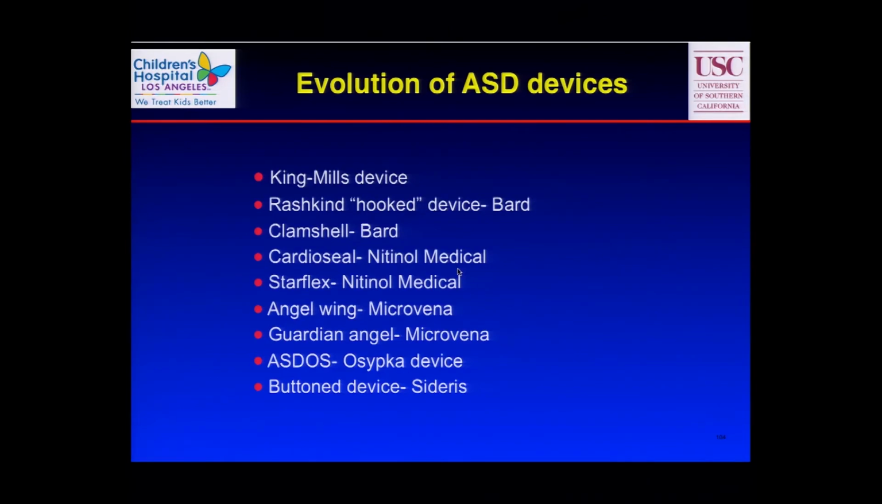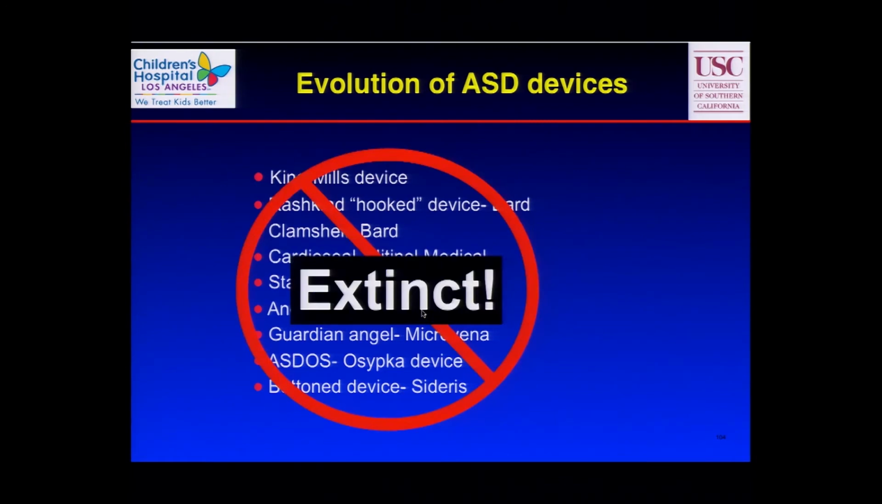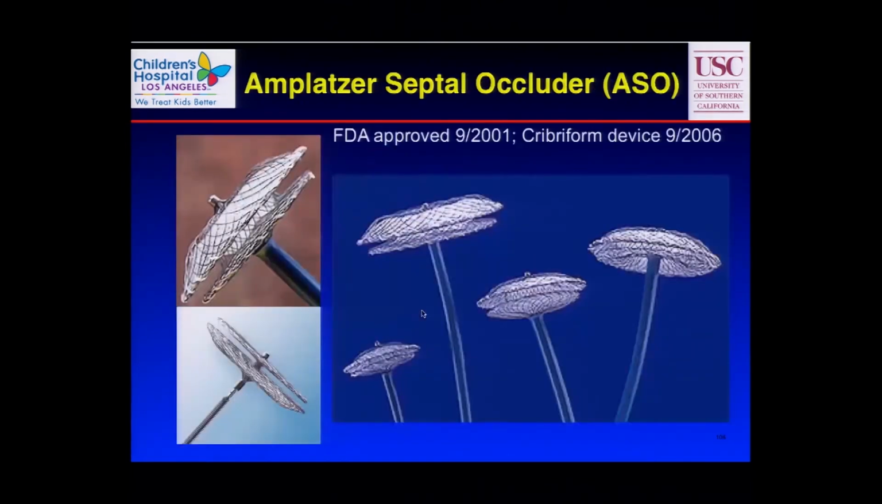So here's the evolution of the ASD devices, many different devices that developed. I remember in the 1990s, every time I went to a conference, there'd be another company with a new idea of how to close an ASD. But all of these are extinct now. Why? Because the Amplatzer came along, and this again became the big workhorse. So much so that there are a lot of other companies that make similar devices in many countries. And again, very useful, very, very good.